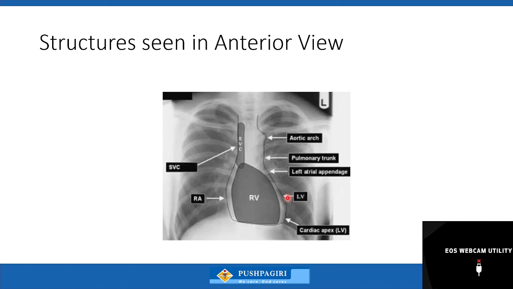On the right hand side, in between the pulmonary trunk and the left atrial appendage, one more structure can come. That is the right ventricular outflow tract. Another structure is the appendage. Then there is another thing, a subvalvular aneurysm, which is a rarer cause. So you should remember that the RV outflow tract is a structure here.